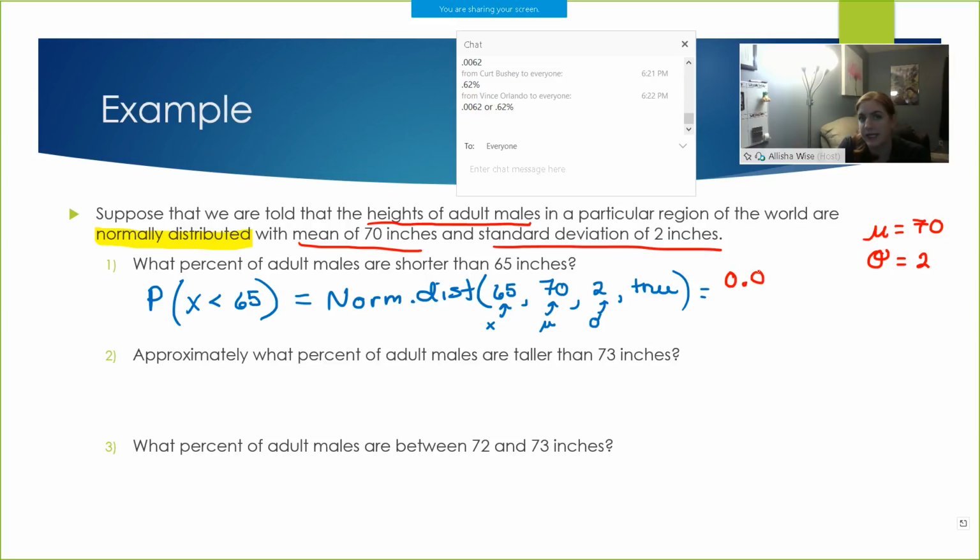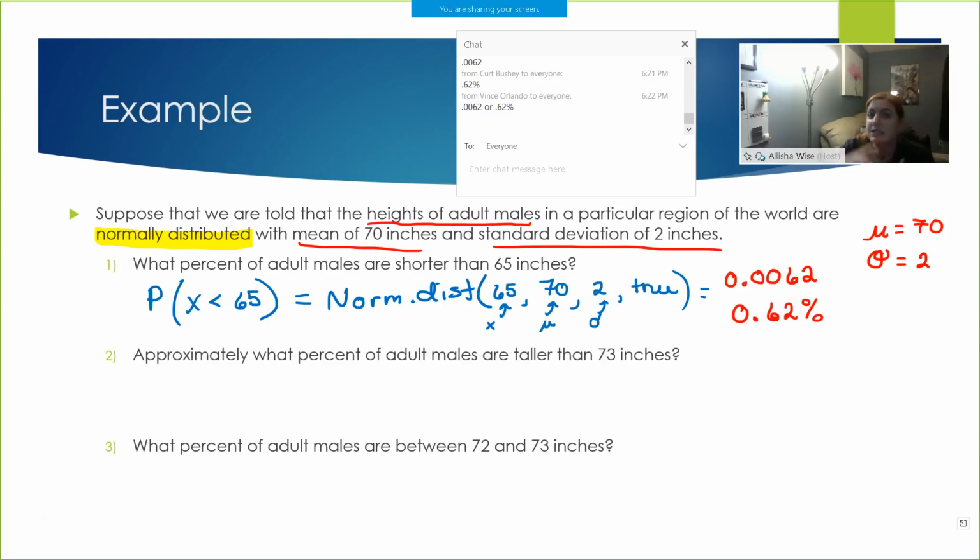So 0.0062, which is 0.62%. Now, I would say that you're not going to want to stock a lot of clothes of that height because clearly there's not that many people that are that height, that percentage. So thinking of applications there.